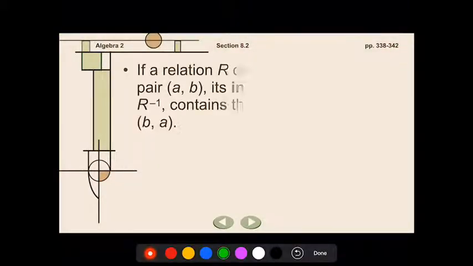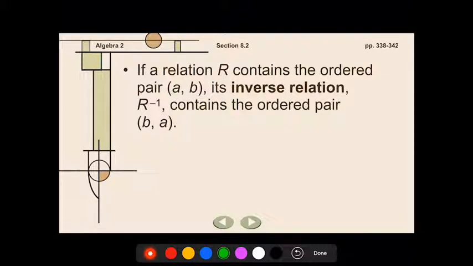Pretty quick, pretty simple. If a relation R, just any kind of set of points R, contains an ordered pair a and b, so we're just saying you've got an ordered pair, guys, no big deal, 2 and 3, 4 and 7, an ordered pair. Its inverse relation, R to the negative 1, this is always the sign for an inverse. Anything to the negative first power is the inverse. It contains the ordered pair b and a.